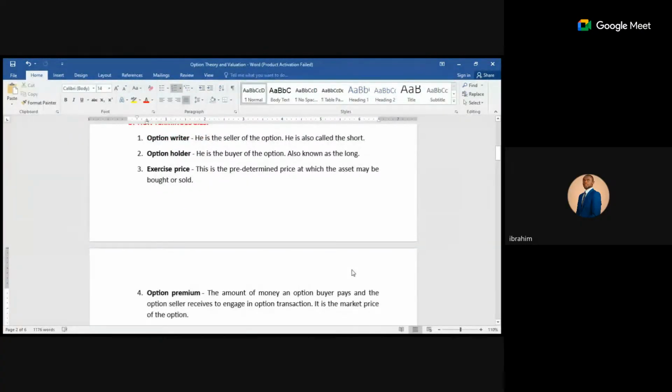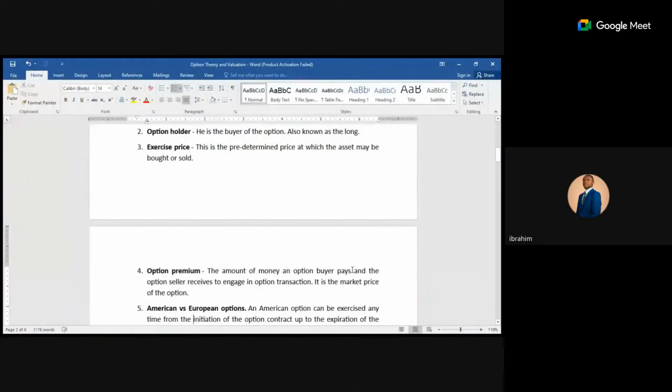While we have the exercise price. This is the predetermined price. When you go to an option market today to buy UBA shares, to enter into an option contract with UBA, the current price as of today is the exercise price in the option market. That is the predetermined price at which the asset may be bought or sold.